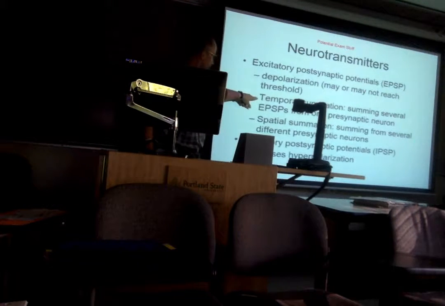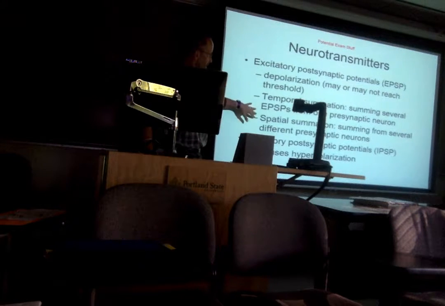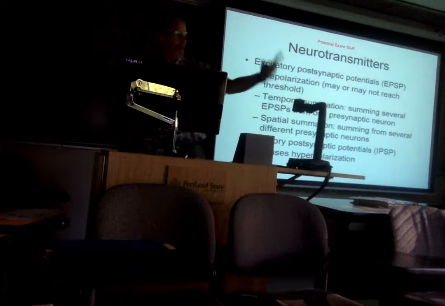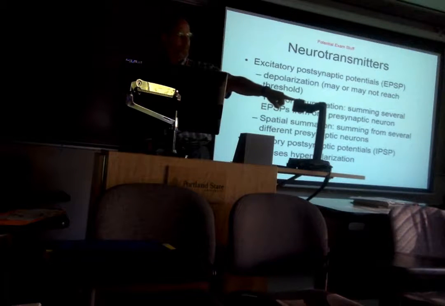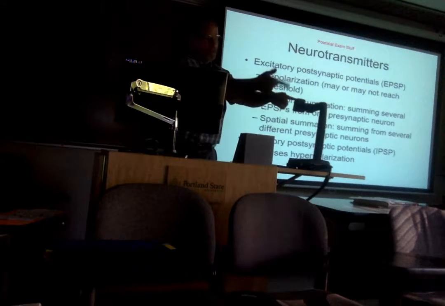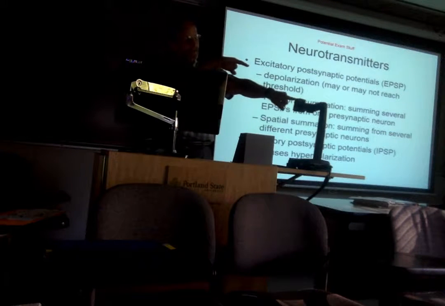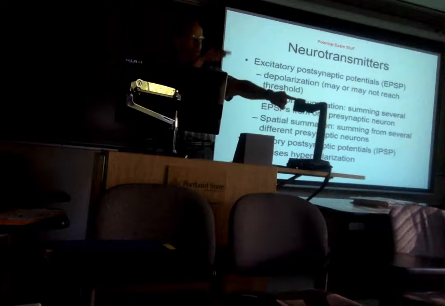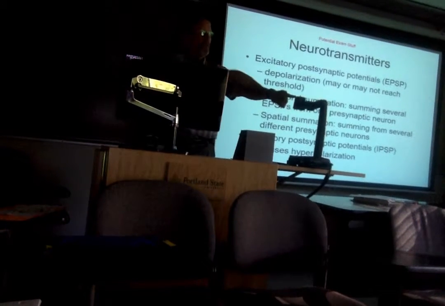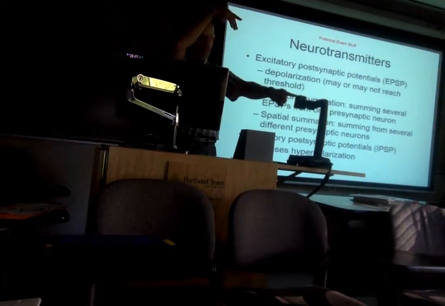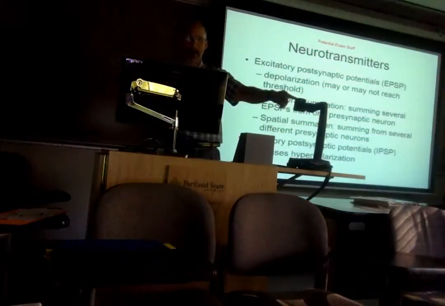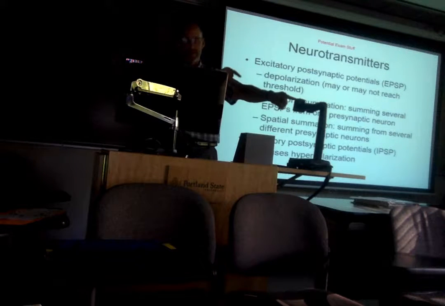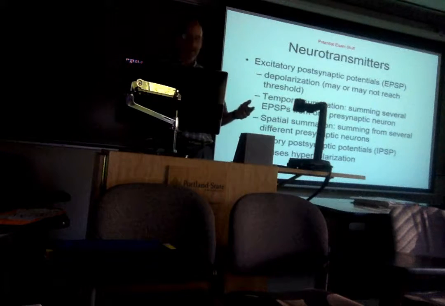Temporal summation and spatial summation. And there are several slides that come up with this. Imagine here's my presynaptic neuron, and that's a postsynaptic neuron. If it's excitatory, I give him an EPSP, and it gets closer to depolarization. Temporal means I send him 1, 2, 3, 4, 5 in rapid succession. He's going to be more likely to reach depolarization than if I just gave him 1. So temporal means time. It's repeatedly, quickly giving him information that says depolarize.